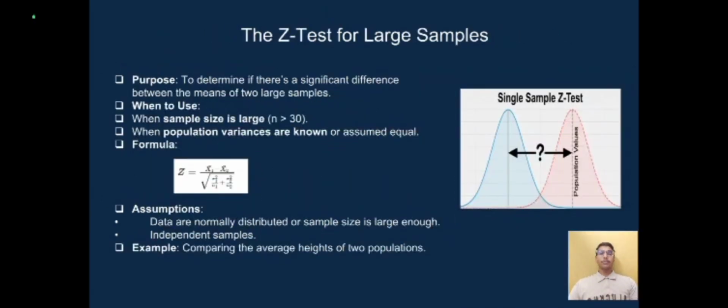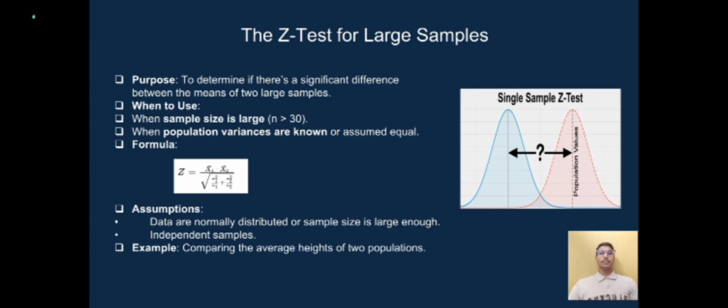The Z-test for large samples. The Z-test is used when we need to compare two large samples to see if there is a significant difference in their means. This test is powerful because with large samples, the sampling distribution is normal, allowing us to use the Z-test effectively. We use the Z-test when the sample size is large, that is n greater than 30, and the population variances are known or assumed to be equal.